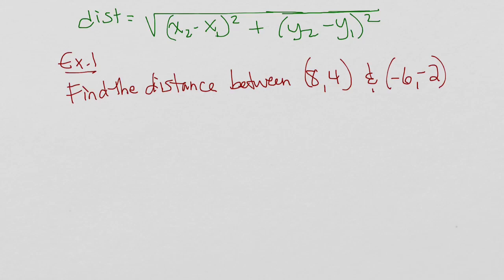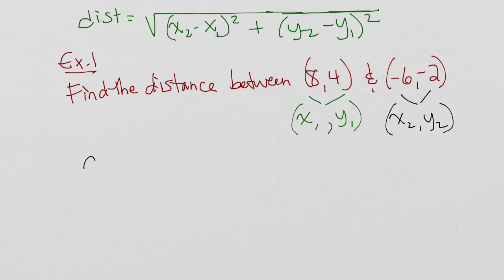Let me show you where the x1, y1, x2, y2 comes into here. This coordinate right here, we can call, it doesn't matter which one we call which, but I'm going to just call this x1, y1. And I'm going to call this one x2, y2. In other words, I'm just going to plug in these numbers for those variables in the formula.